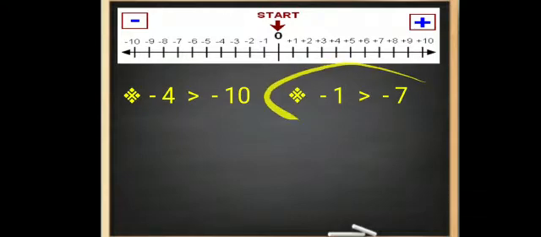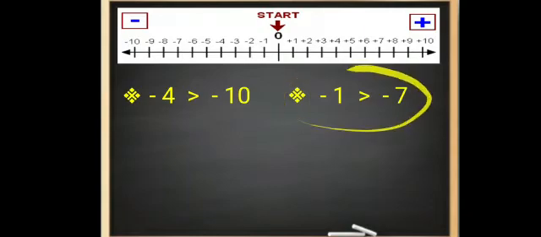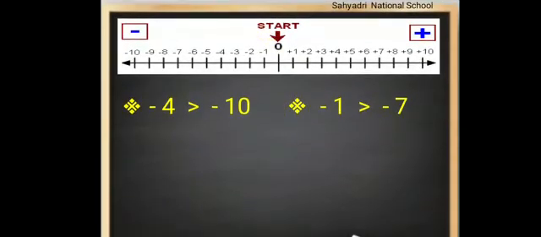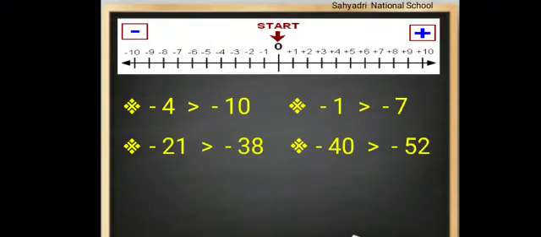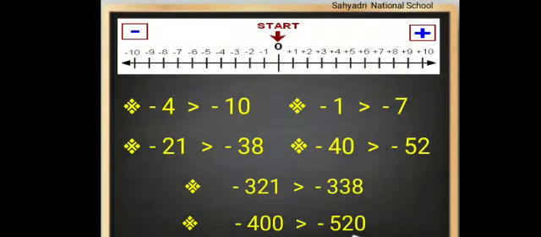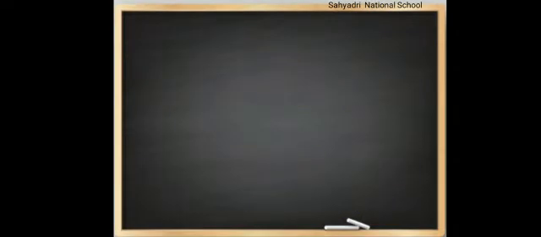Negative 1 and negative 7 we have to compare. Negative 1 lies on right side of negative 7 and thus negative 1 is greater than negative 7. Similarly, negative 21 is greater than negative 38. Negative 40 is greater than negative 52. For the bigger numbers, we have these two examples. Negative 321 is greater than negative 338. Negative 400 is greater than negative 520.